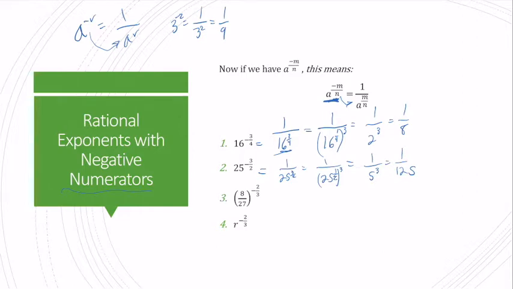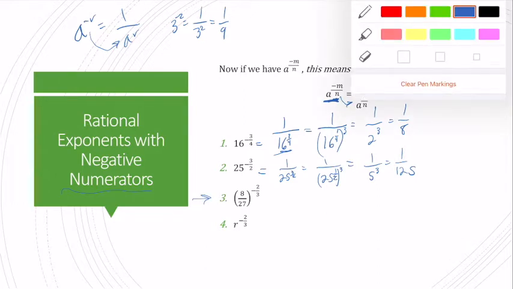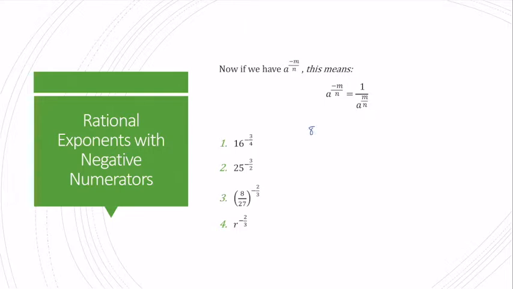I'm going to go ahead and clear room because problem 3 takes a little bit of space. So let's say I have 8 over 27 to the negative 2/3. That gives me 1 over 8 over 27 to the 2/3. Well, darn it, this is a complex fraction, right? Let me go ahead and distribute my 2/3 to my 8 and my 27. For a complex fraction, I need to keep in mind that this right here means division. So I have 1 divided by 8 to the 2/3 over 27 to the 2/3.